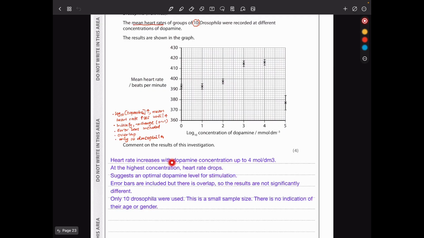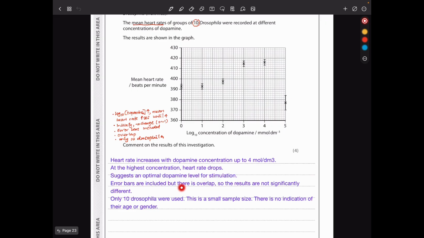I said heart rate increases with dopamine concentration up to 4 mol per decimeter cubed. At the highest concentration, heart rate drops. This suggests an optimal dopamine level for stimulation, because if the concentration is too much, the heart rate goes down, so there is an optimum.